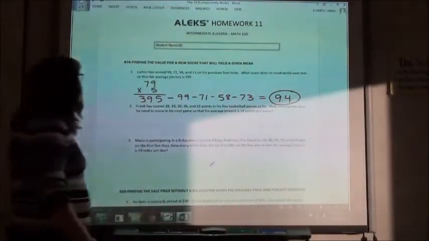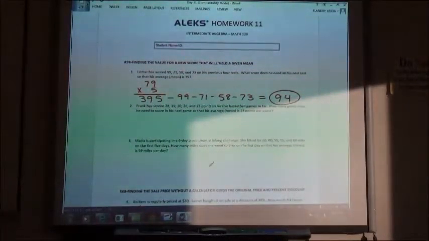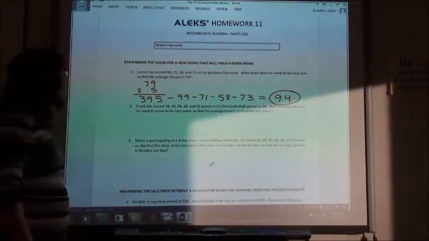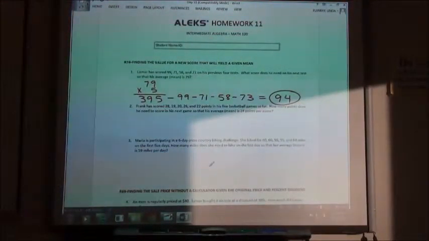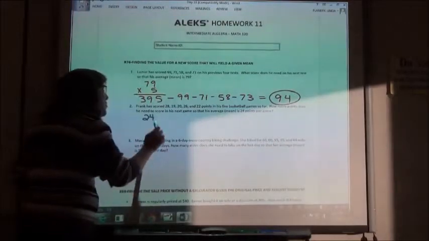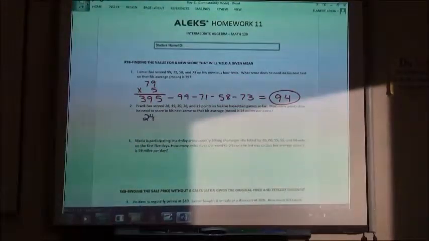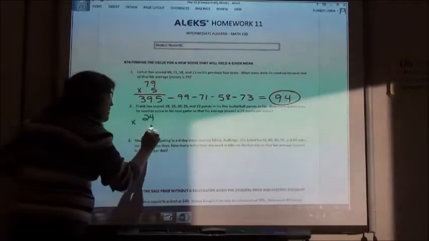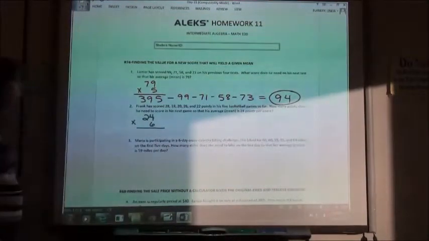So the second one there, Frank has scored a 28, 21, 20, 26, and 22 points in his 5 basketball games so far. How many points does he need to score in his next game so that his average, or mean, is 24 points a game? So again, if my average is going to be 24, it's like I have 24 points in every game. He's played 5 games so far, but he's going to play a 6th one because he's going to play one more.